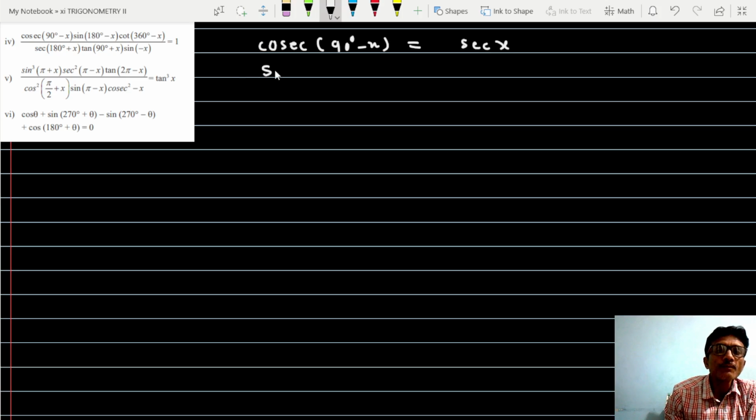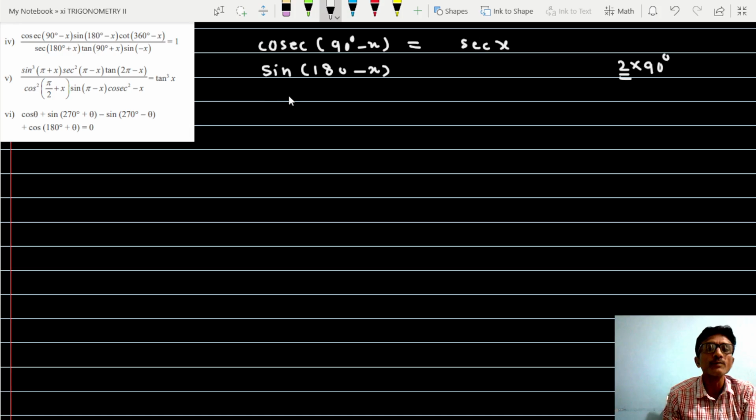Sin of 180 minus x. 180 means 2 times 90 degree. Even multiple of 90 degree, trigonometric function does not change, keep in mind. So here it will be sin x, but it is in what? Second quadrant. 180 minus x means second quadrant, so in the second quadrant sin is positive only.